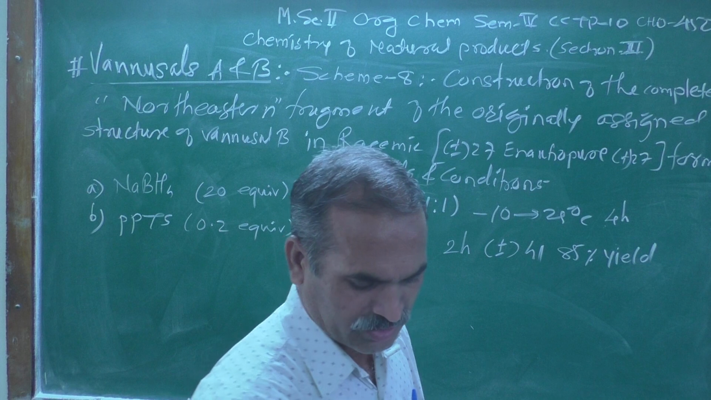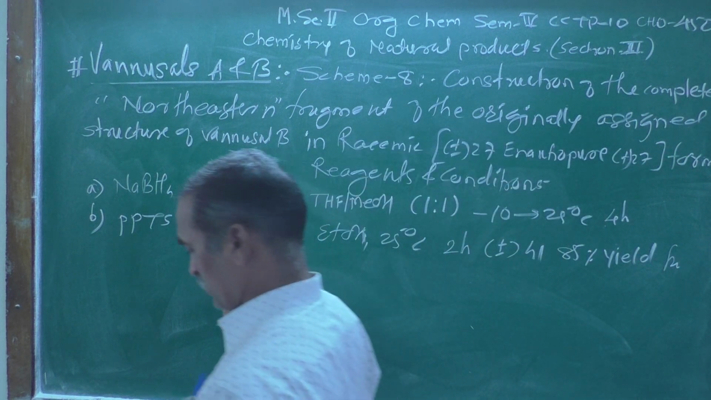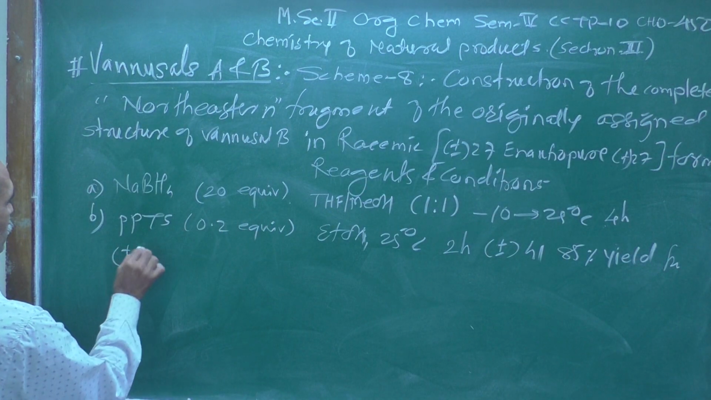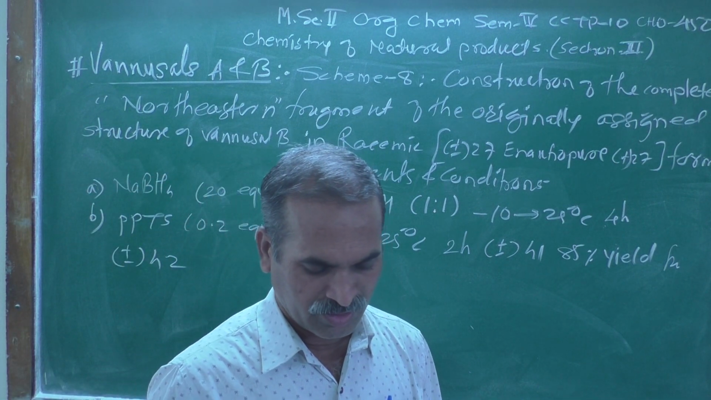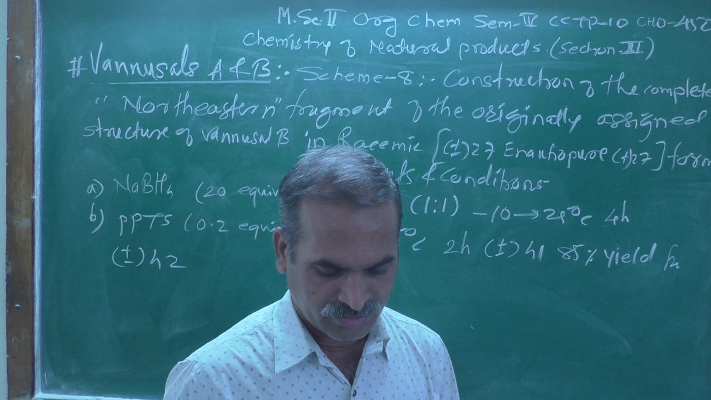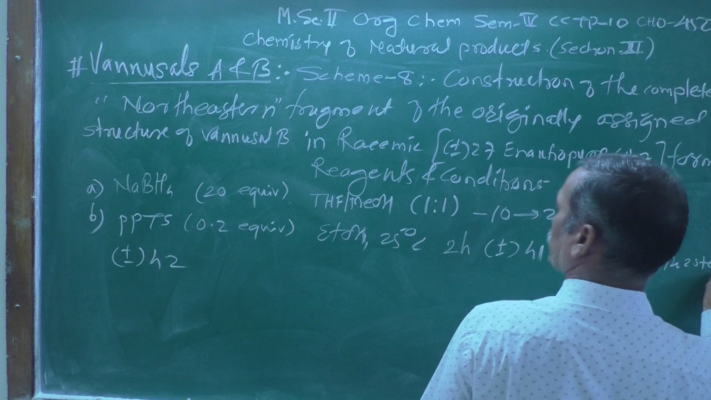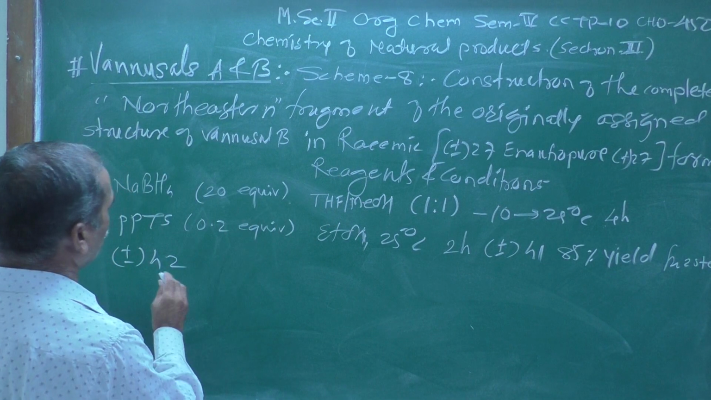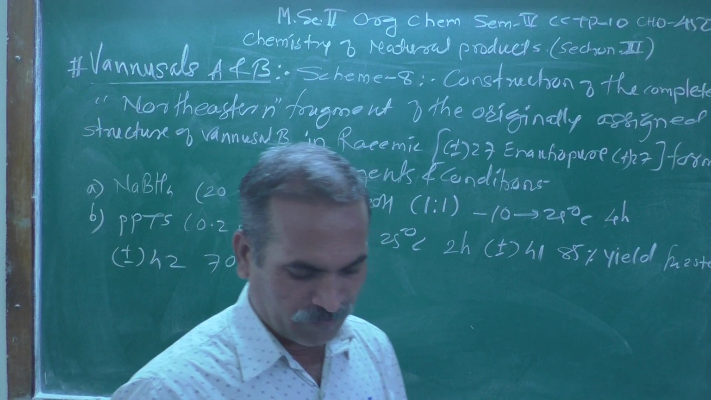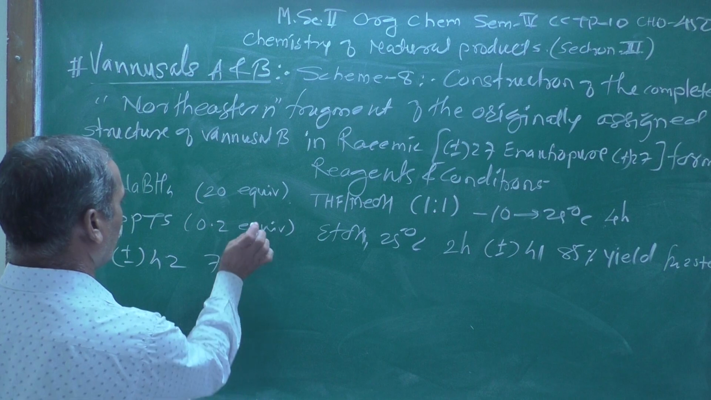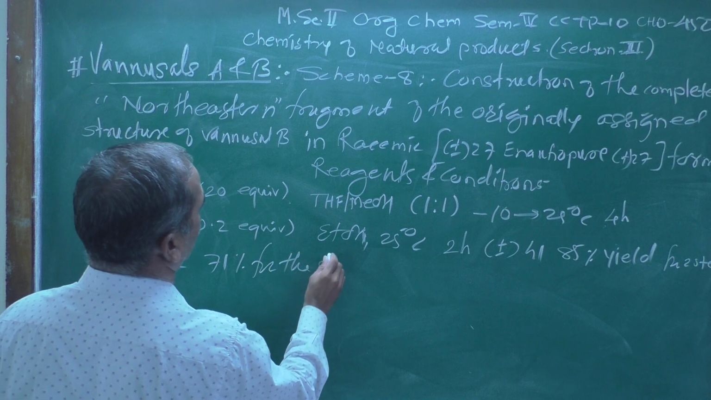For plus minus 42, 71% for the 2 steps, sorry, and plus minus 42, 71% for the 2 steps.